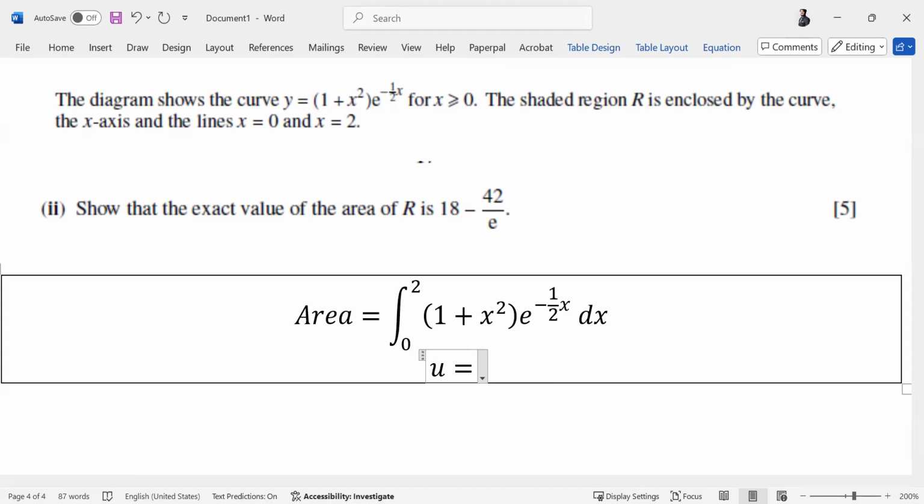ILATE. You'll make it very difficult for yourself. We'll spend 10 and 15 and 20 minutes on this, and then you'll think, oh, I went the wrong way. Why? Because you did not keep in mind what has to be u. According to ILATE, what has to be u? 1 plus x square, algebraic. It's an algebraic expression, so 1 plus x square. And what about v dash?